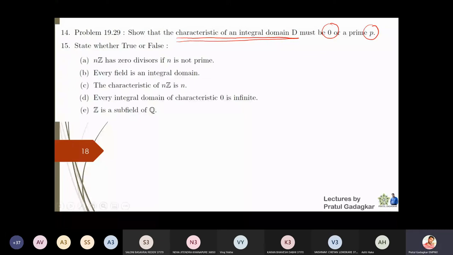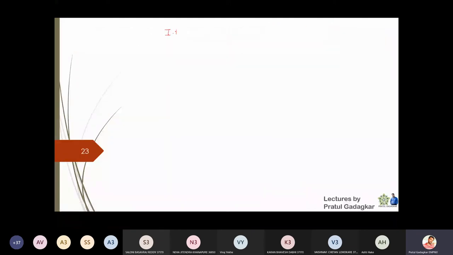Let us quickly try to write down what are the integral domains that we know. So the integral domains that we know are real numbers, rational numbers, complex numbers, then 2Z. Okay, all these are integral domains. I'm sorry, 2Z is not an integral domain, it doesn't have unity. Then you have Zp's, where p is a prime. So these are the integral domains that we know.